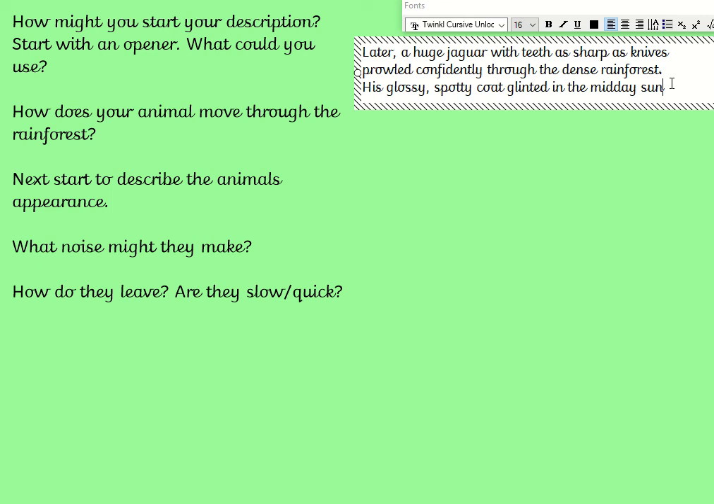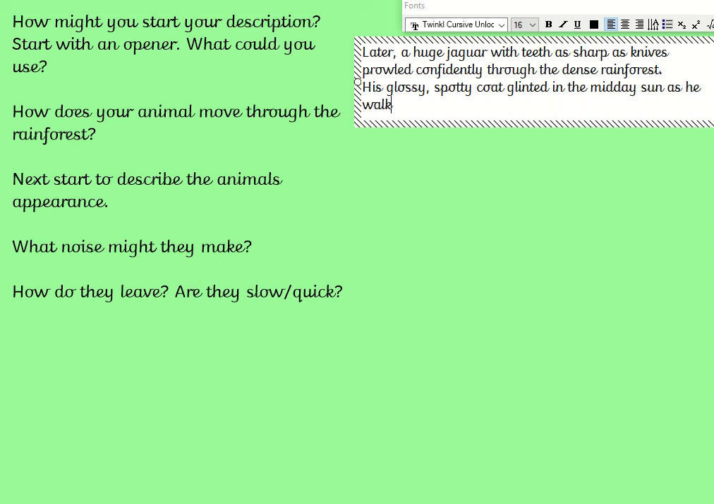His glossy spotty coat glinted in the midday sun as he, there's my subordinating conjunction, as he walked over the rough. So this is what I'm going to include. I've got an example here of a metaphor, the rough carpet of leaves. We know it's not really a carpet, but those leaves are covering the forest floor. It's not soft and smooth, it's rough, okay? But the jaguar was confident, he's used to walking around the rainforest.